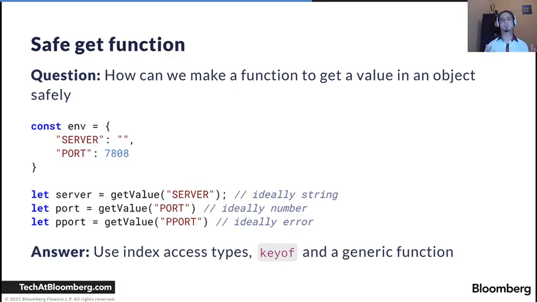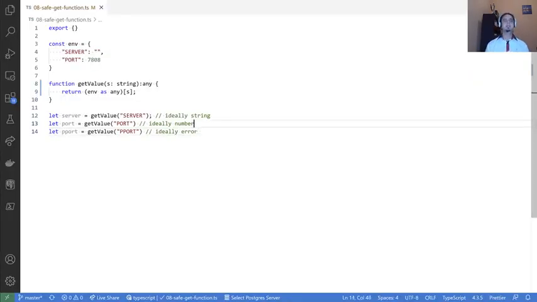Now the reasons for doing this could be multiple. We could want to provide some defaults, or we want to make sure that we can manipulate those values before we actually give them to whoever is using them. But we want to be able to do this in a safe way. So when we pass in server, ideally we want to get back string, and when we pass in port, ideally we want to get back a number. So let's move on to code.